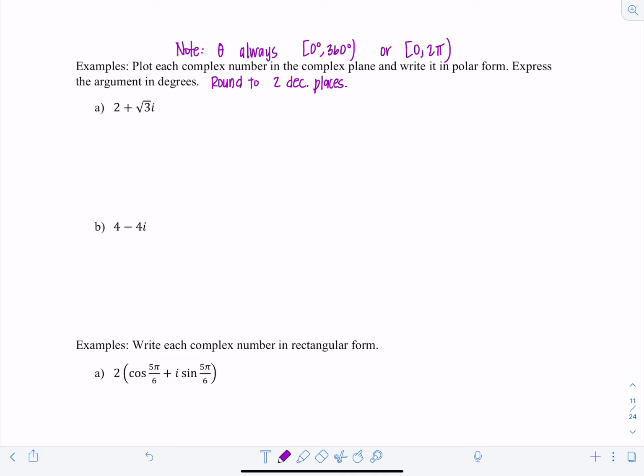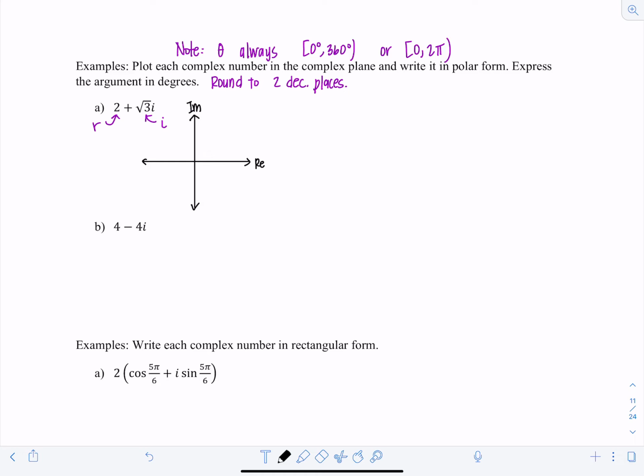Okay, so first things first, we have 2 plus rad 3i. So 2 is the real part, and rad 3 is the imaginary part. So when you graph it, the real axis is where the x-axis is. The imaginary axis is where the y-axis is. So this is your real axis, this is your imaginary axis.